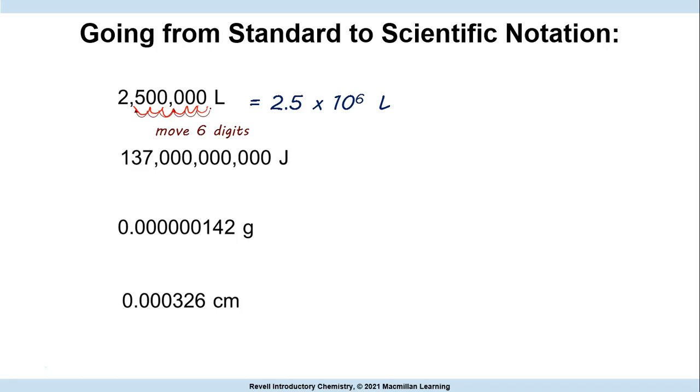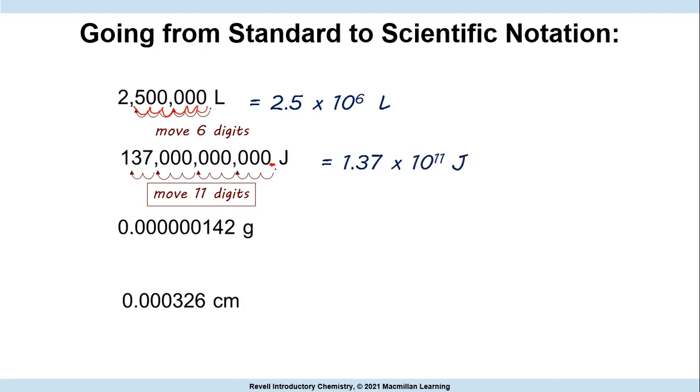137 billion joules. So that is a unit of energy. So how do we move from this standard notation to scientific notation? We are at this point, so we are going to be moving to the left. And how many places are we going to move to the left? 1, 2, 3, 4, 5, 6, 7, 8, 9, 10, 11. So we've moved 11 digits. So the answer is going to be 1.37 times 10 raised to the power 11 joules.